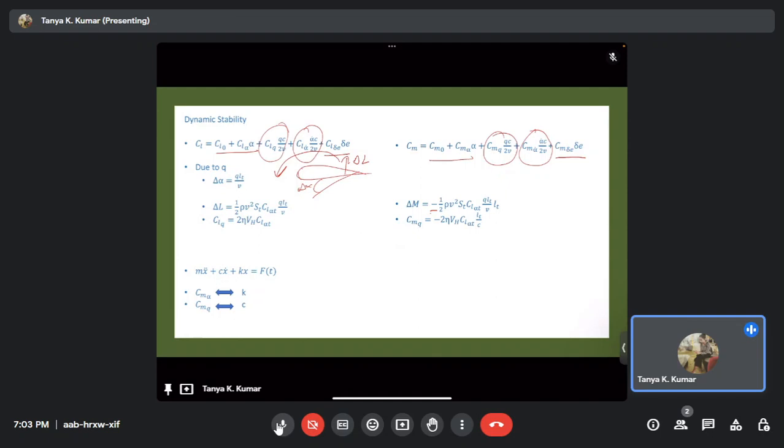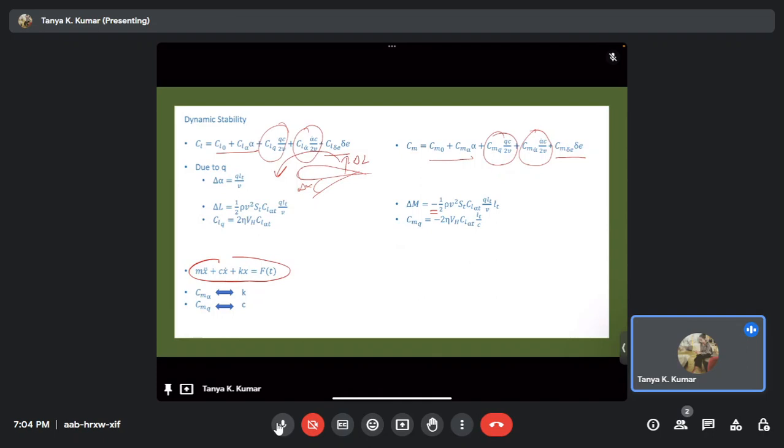Then we saw how it is similar to a typical spring mass damper system, where Cm alpha is like the stiffness coefficient K and Cmq is like the damping coefficient C. Cm alpha, the stiffness coefficient, is the rigidity. It is the resistance towards any perturbation. Cmq is the damping coefficient. It tells you how fast it will come back to equilibrium, or if it will come back to equilibrium at all.